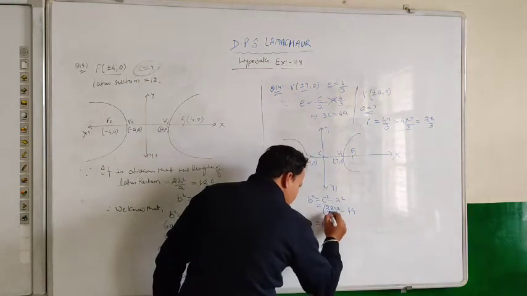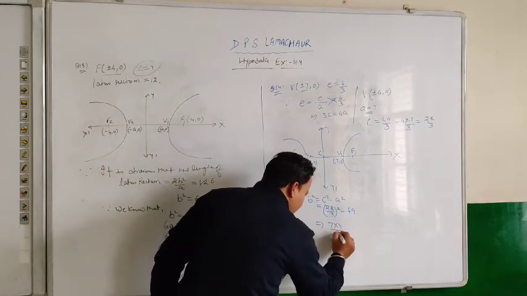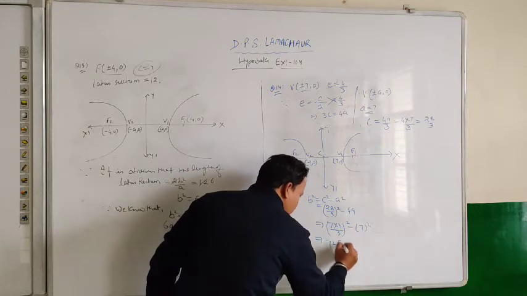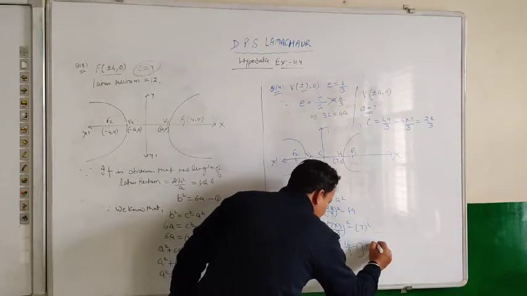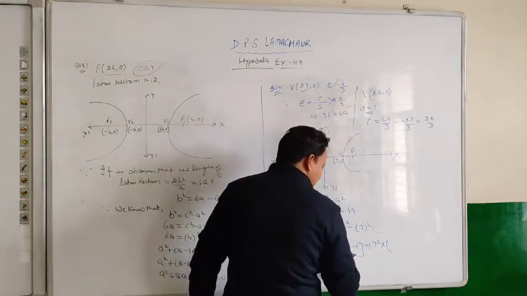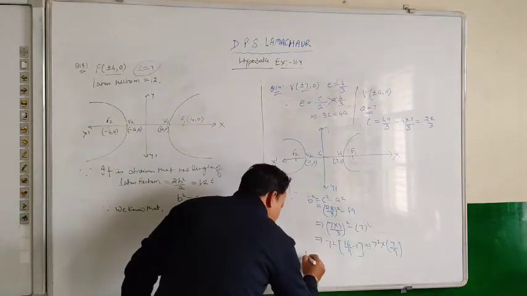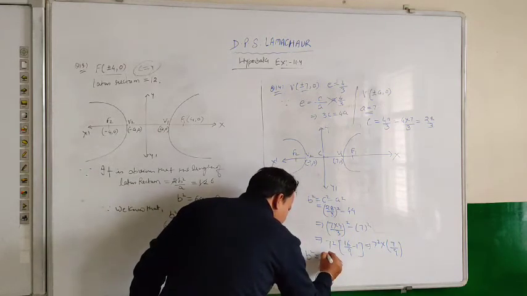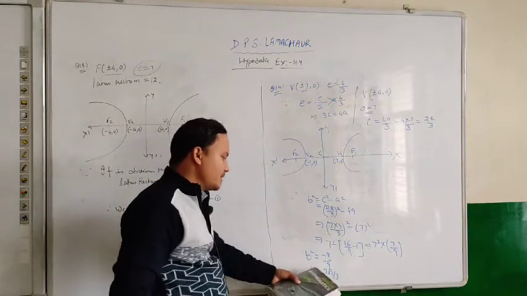Now find the value. This can be represented as 7 into 4 upon 3 whole square, and this can be represented as 7 square. So we can take 7 square as common, so that here we get 4 4 is 16 upon 3 3 is 9 minus 1, that is 7 square into 16 minus 9 upon 9. 16 minus 9 means we get 7 upon 9. So the value of b square is equal to 7 cube upon 9. Okay, 7 cube upon 9. So the value of b will be 7 root 7 upon 3.